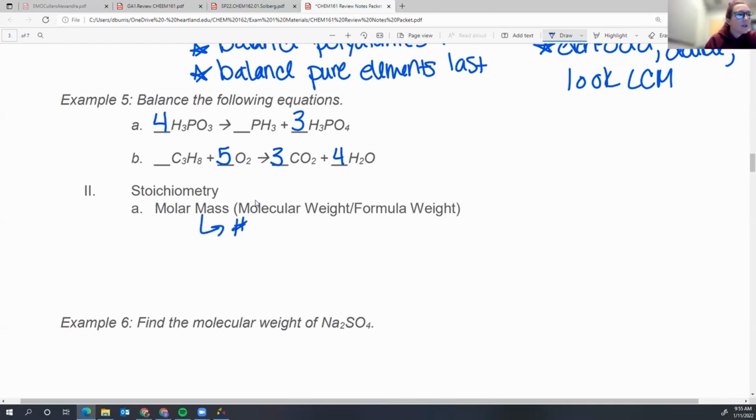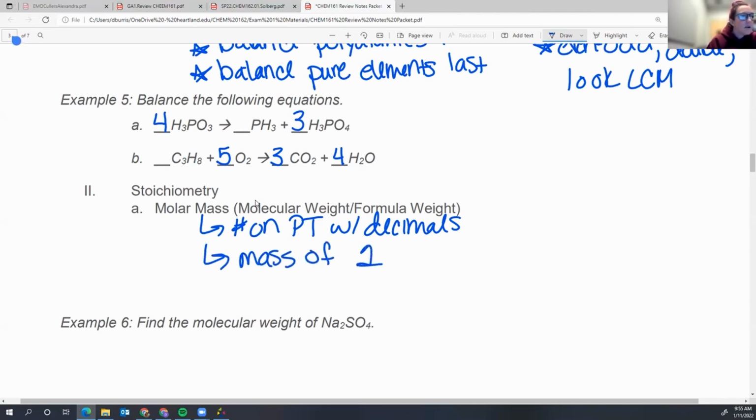Which numbers are these on the periodic table? Number on periodic table that has the decimals. Right, the other one is the atomic number. We want the number on the periodic table with the decimals that incorporates all of your different isotopes and things. Okay, what is that? Well, it is the mass of 1 mole of something, right? Or 6.022 times 10 to the 23rd particles.